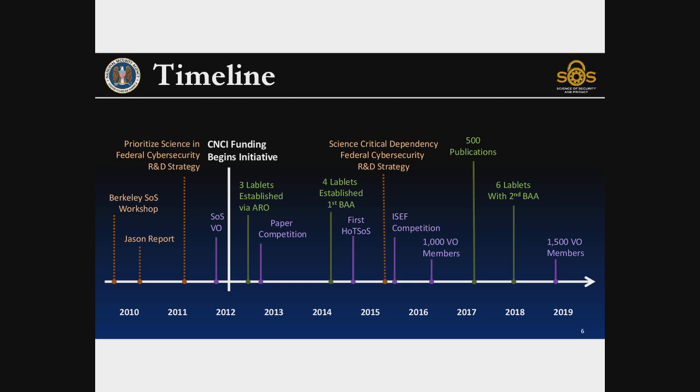At that point, in 2016, 1,000 members had joined the virtual organization. In 2017, the lablets had produced 500 publications that are available on the internet. Many of them say sponsored by the National Security Agency, which is really quite unique. Then about a year ago, we went on a next contract. We did a new call for proposals, recompeted all the schools, and selected 6 this time. We had more interest in cyber-physical systems and privacy than in previous years, but we still have those things. And just recently, we got 1,500 members signed up to the virtual organization.